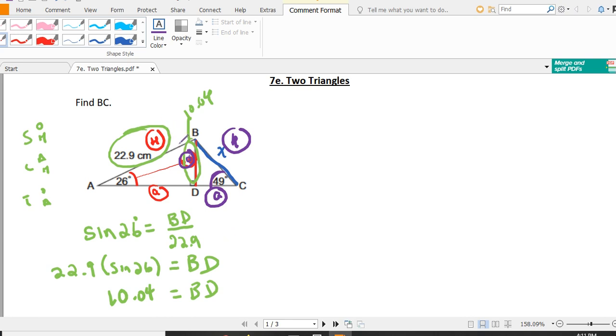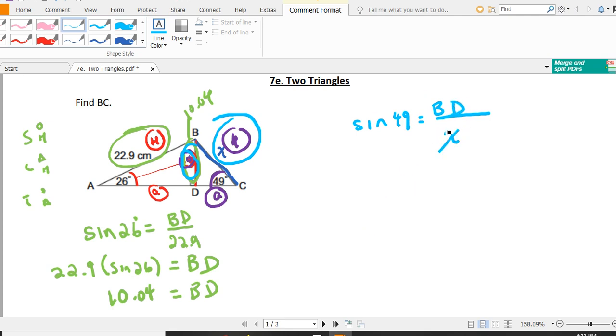Now, which ones do I need to use? Well, I obviously need to use this because that's the side I'm trying to find, and I should be using this side, BD, because we have a value of 10.04 that we solved last time. So which one has opposite and hypotenuse? It's still going to be sine. So sine of 49 is equal to opposite, which is BD, over hypotenuse, x.